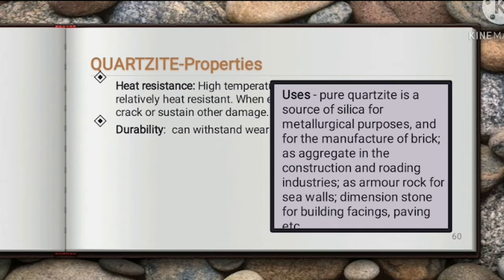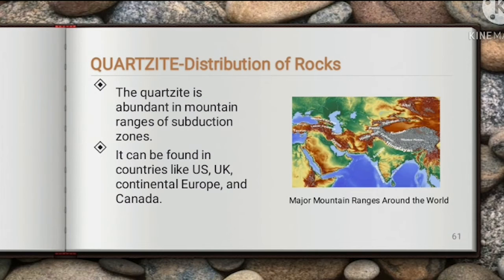Uses: pure quartzite is a source of silica for metallurgical purposes and for the manufacture of brick, as aggregate in the construction and roading industries, as armor rock for seawalls, dimension stones for building facings, paving, and many more. Quartzite is abundant in mountain ridges of subduction zones. It can be found in countries like the US, UK, continental Europe, and Canada.